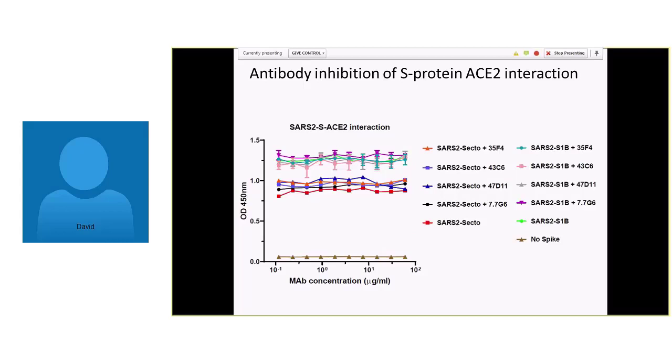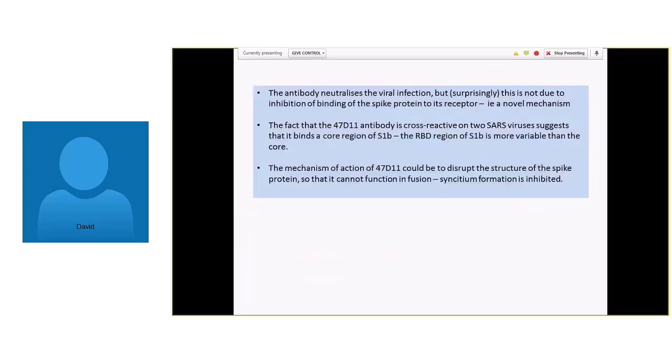Actually, I'm going to shift through that one because I've slightly forgotten what was happening on that particular graph. But let's just go on to the very last thing on that. So they said that the antibody neutralizes the viral infection, but it's not due to inhibition of the binding of the S protein to its receptor. In other words, a novel mechanism.